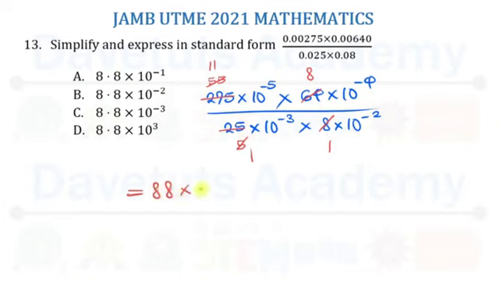Then let's take the tens. I have minus 5. For this particular one is minus 4.